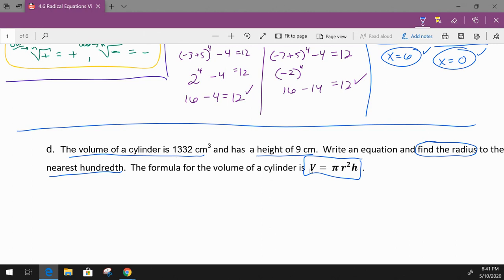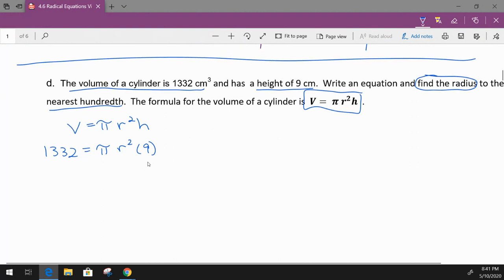So they're giving you the formula, so you just kind of have to plug in the values that you know. So V does represent volume, and the volume is 1,332. So if V equals pi r squared h, the 1,332 goes in the place of V. Pi r squared we don't know, but we do know that our height is 9. So if I were to simplify this right side of my equation and put the 9 in front with the pi, I would have 9 pi r squared.